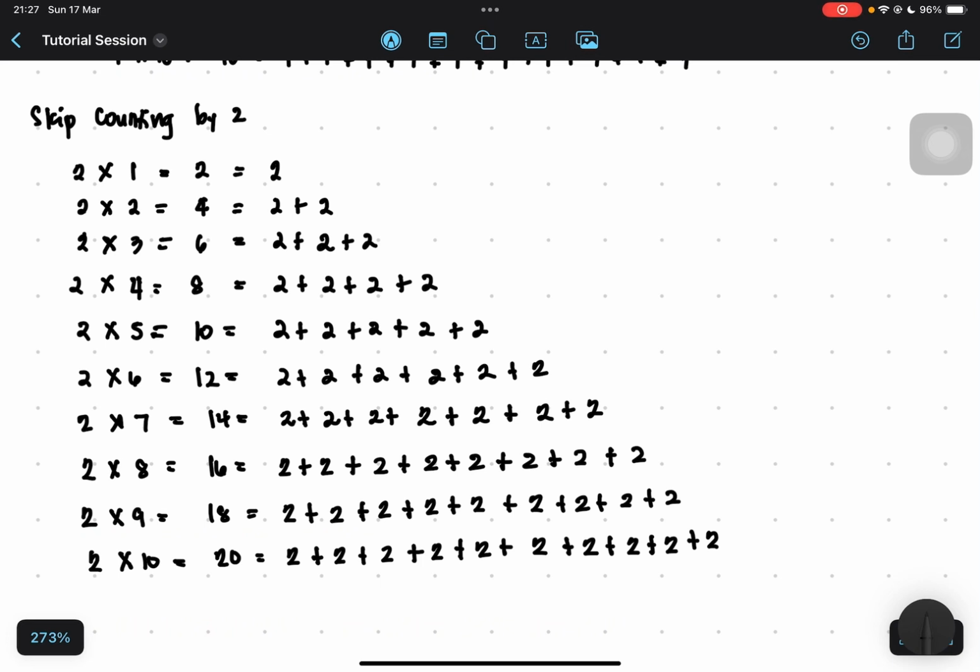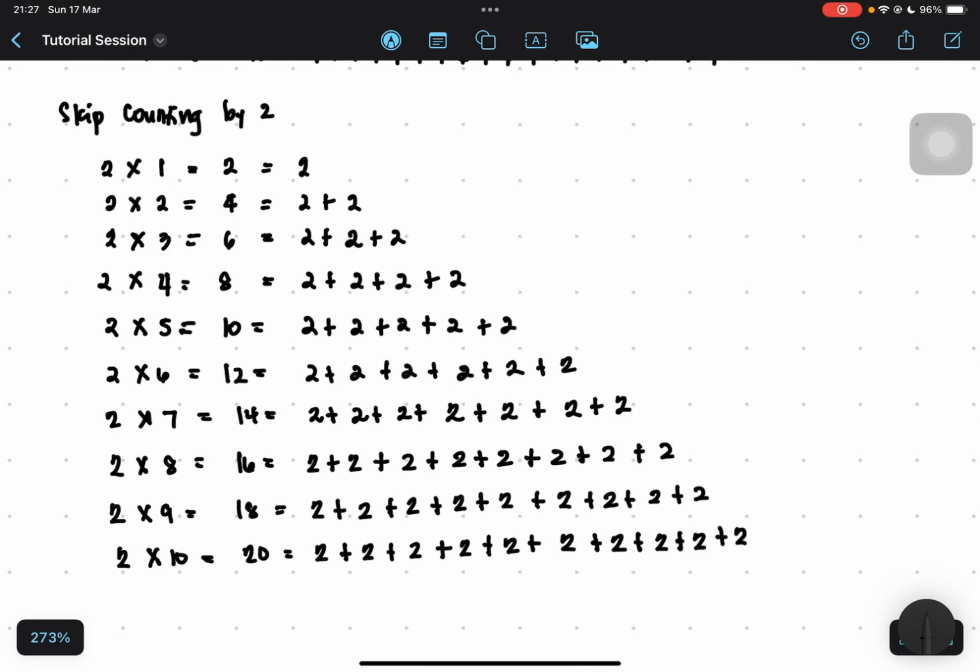So, as you can see, skip counting by 2 is where even integers exist. And as you know, when we multiply by 2 any integer n, then the product must be an even integer. So today, we're going to explain how these things come up.